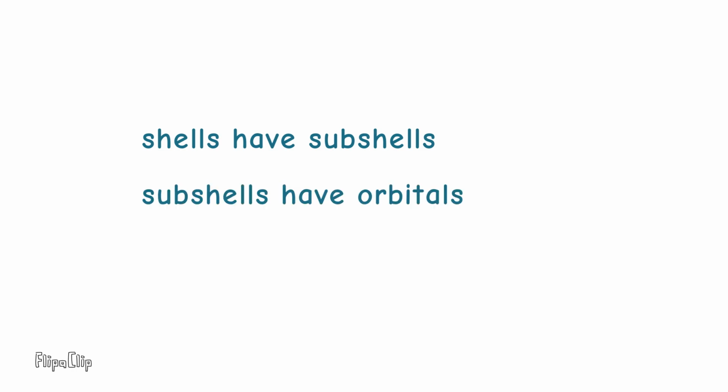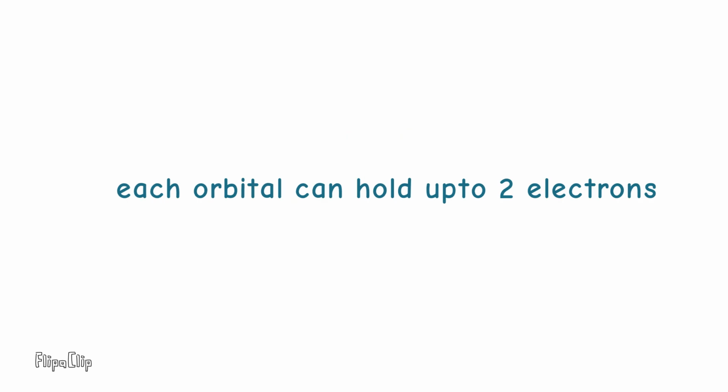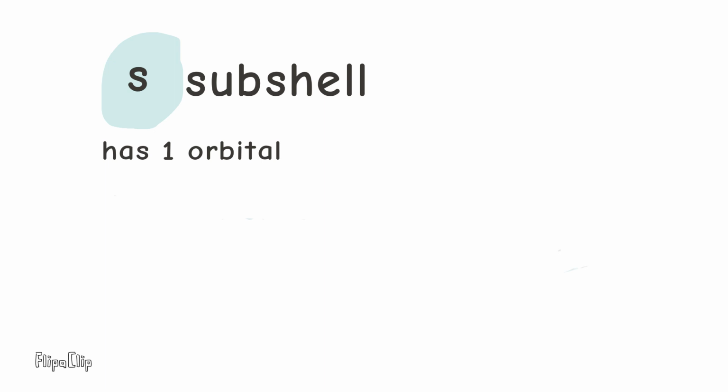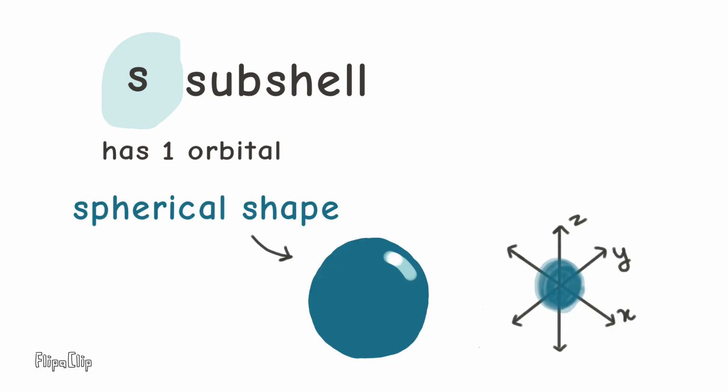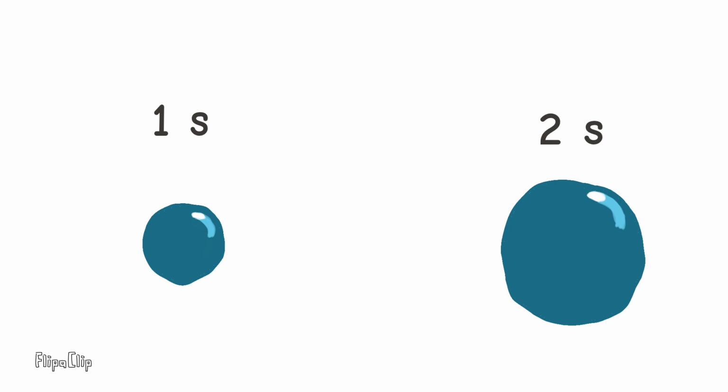So far, we have learned that shells have subshells and subshells have orbitals. Each orbital can hold up to 2 electrons in opposite spin. The s subshell has only one orbital, which is spherical in shape. Since it has only one orbital, it means that it can only hold a maximum of 2 electrons. That explains why the first shell can only have a maximum of 2 electrons. The 1s orbital will be smaller than the 2s orbital. You'll be able to understand this more clearly later in this video.